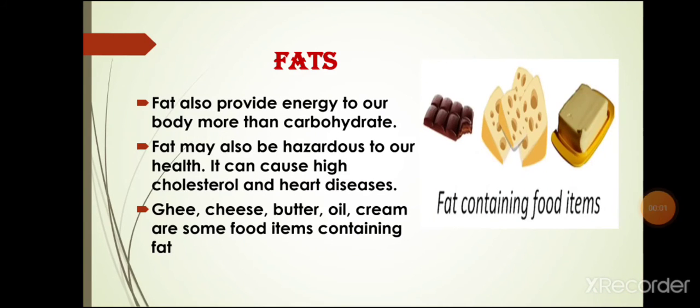The next nutrient is fats. Students, fats are also known as an energy giving food, like carbohydrates. But fats provide more energy as compared to carbohydrates. Food items like ghee, oil, butter, milk, meat are some food items which contain fats. Even nuts and some seeds also contain fats.